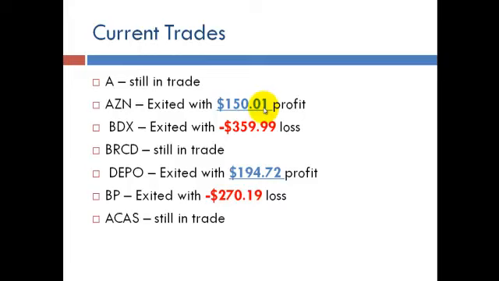This happens all the time, and you have to embrace losing. It's very difficult to accept losing, but this is how the stock market works. If you want to make money, we have to embrace that some trades will not go in our favor. Other trades will compensate for that. So I'm not bothered, because I'm still in trading AZN, BRCD, and ACAS. So these three trades can overturn my losses.